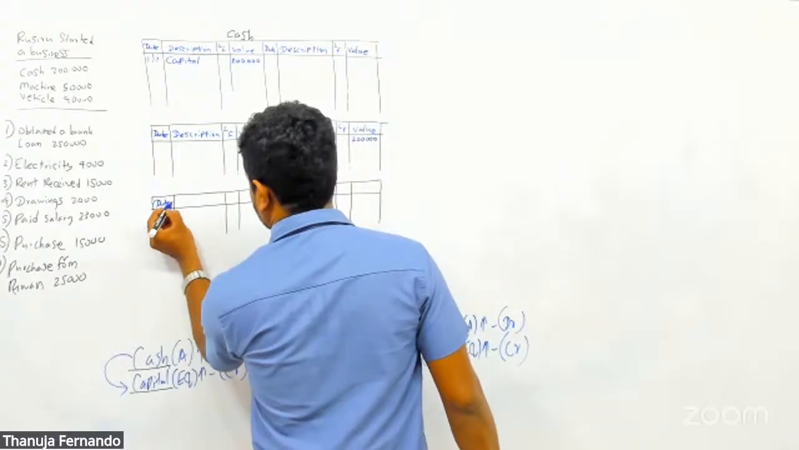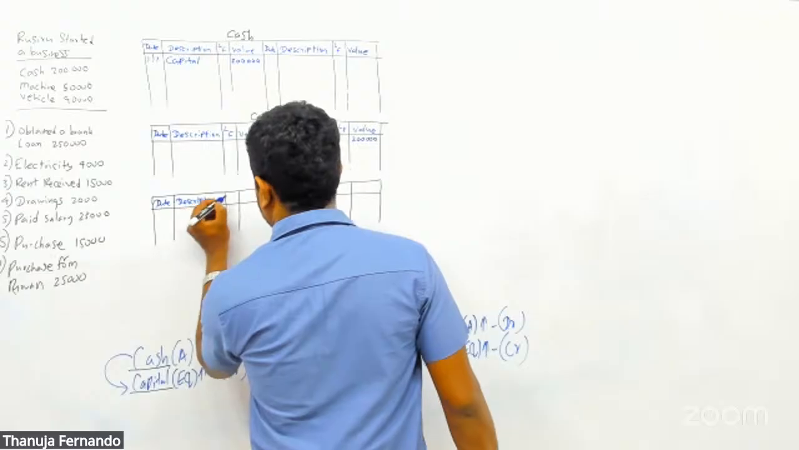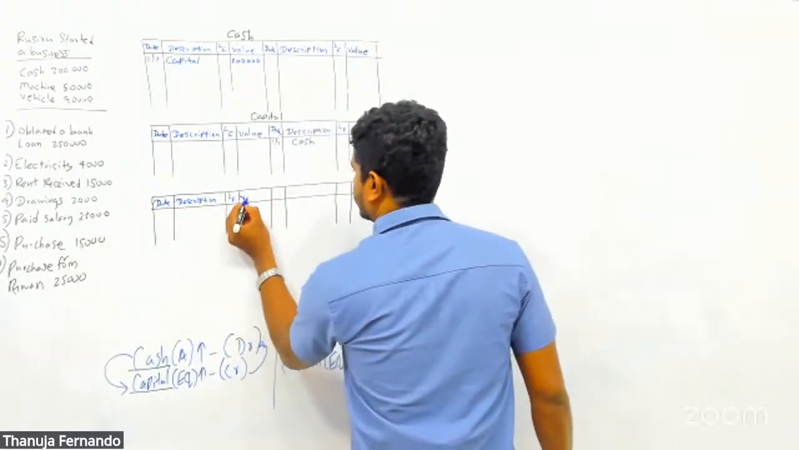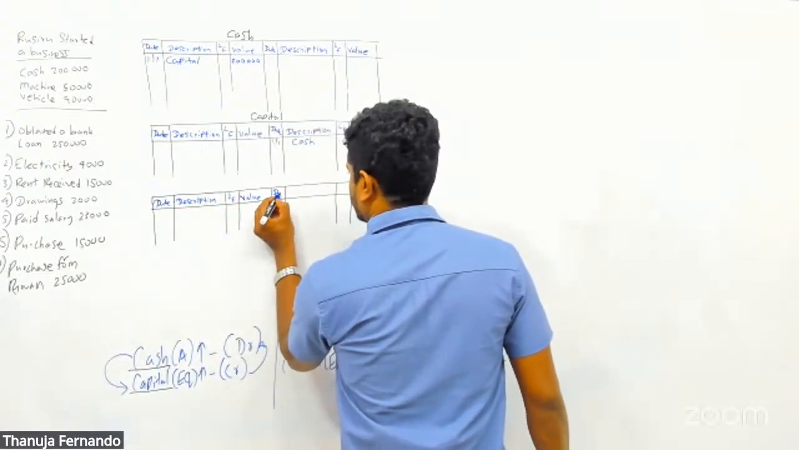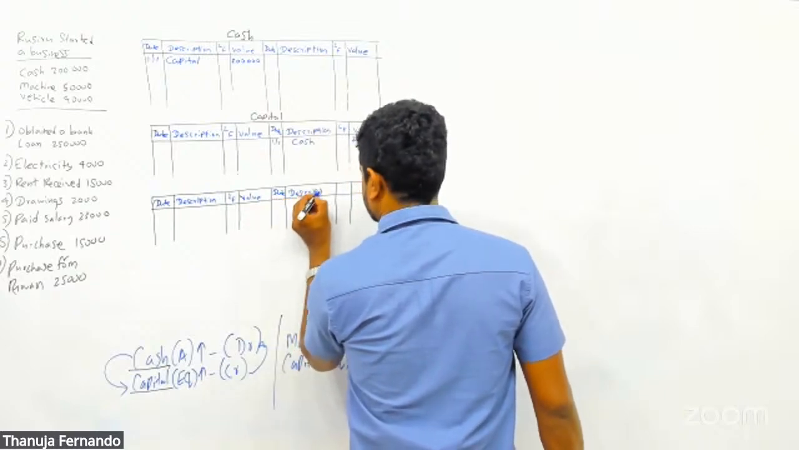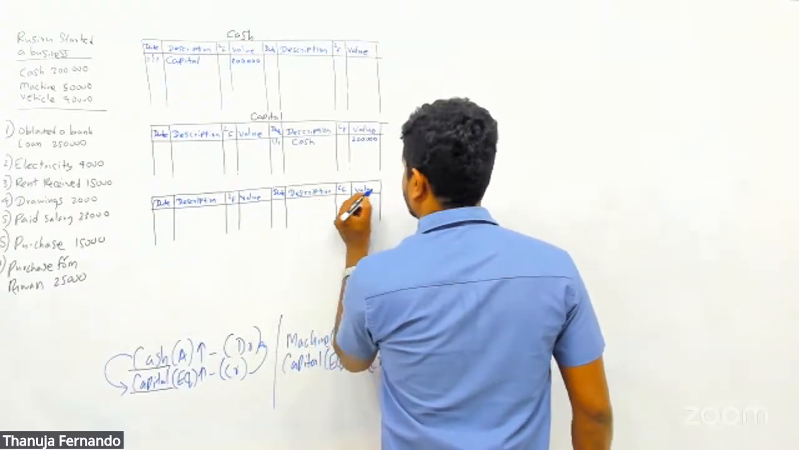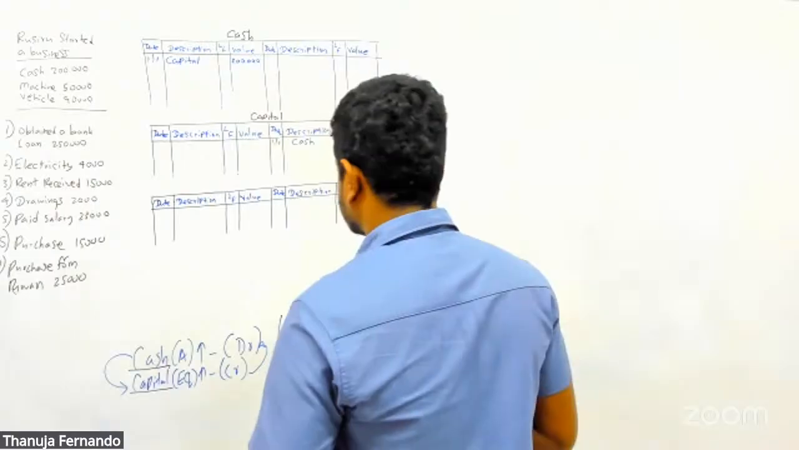Date, description, ledger folio, value. Date, description, ledger folio, value. All right, so like this.